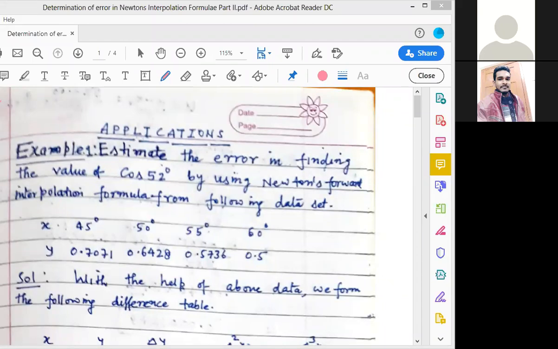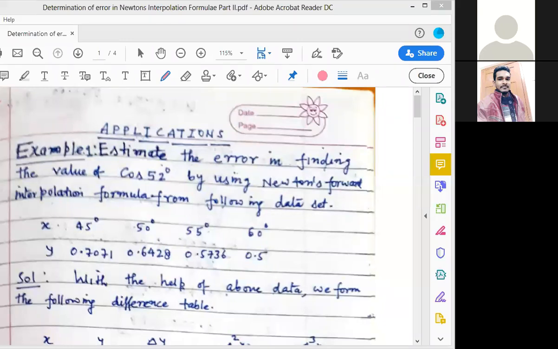Welcome to the present lecture. We have so far discussed the error which takes place while applying Newton's forward interpolation formula as well as Newton's backward interpolation formula. As we know, whenever we apply these formulas, it is imperative that some amount of error takes place. But how much error takes place, that amount has so far not been computed by us.